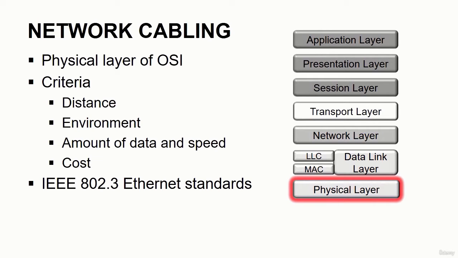There are many different types of cable that can be used on a network, and choosing the right cable depends on the distance that must be traveled, the environment in which the cable will be used, the bandwidth or speed that's required, and of course the cost of the cable. There are IEEE 802.3 Ethernet standards that support different types of cabling and cable lengths. Again, selecting the right type of cable is critical in network design.